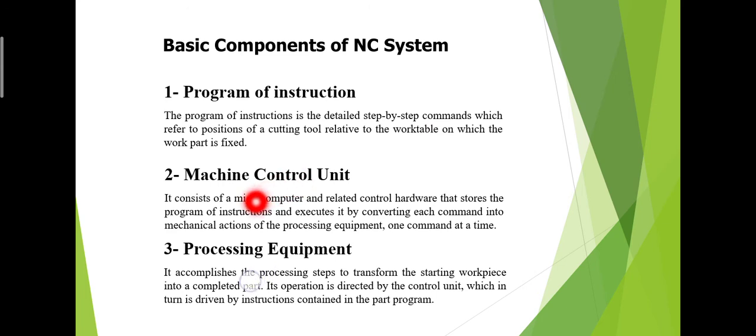And another component of the NC system is the processing equipment. It accomplishes the processing steps to transform the starting workpiece into a completed part. Its operation is directed by the control unit, which is driven by instructions contained in the part program.